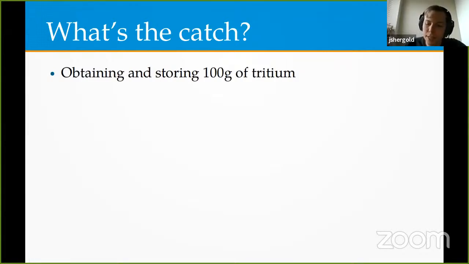The second issue, and like I say, this is the one that's more concerning, is getting hold of this 100 grams of tritium. And there are several issues with this. The first one is, of course, from an experimental point of view, hydrogen is not particularly nice to store. The atoms of hydrogen are very, very small.